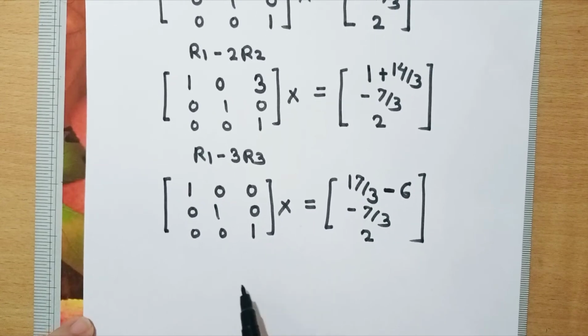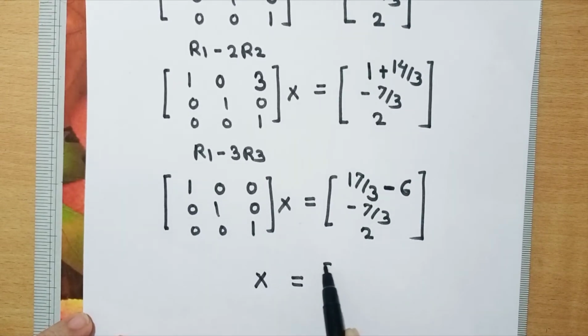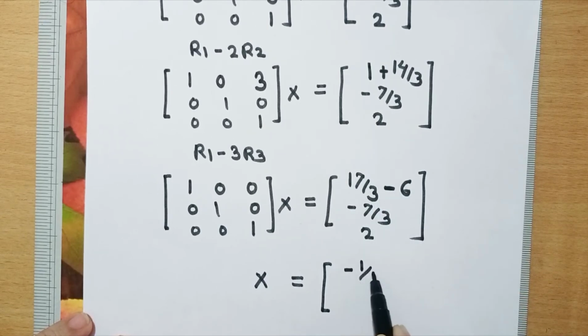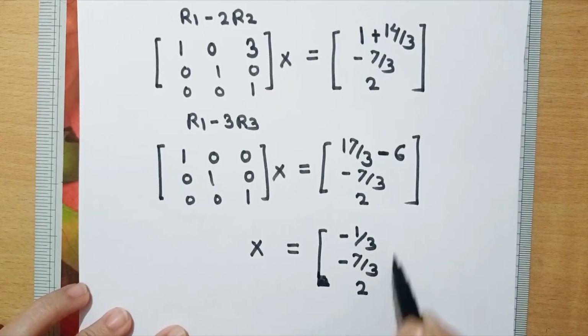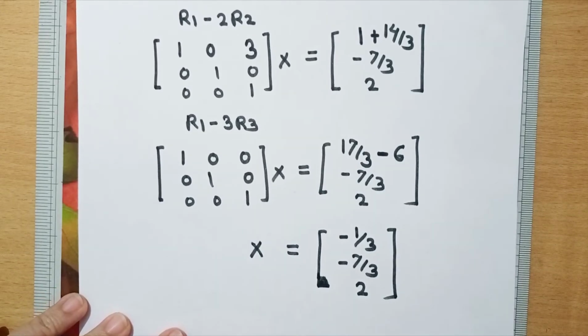Now this is identity matrix into X is X, and that is equal to 3 6s are 18. So minus 1 by 3, this is minus 7 by 3, and last element is 2. So this is our expected X matrix.